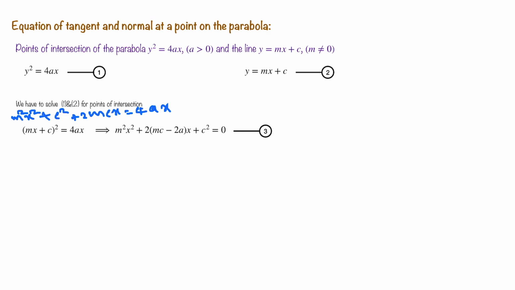Here a, m, c are known, and x is unknown, so this is a quadratic equation in x, which will have two roots x1 and x2. Here there are three cases.